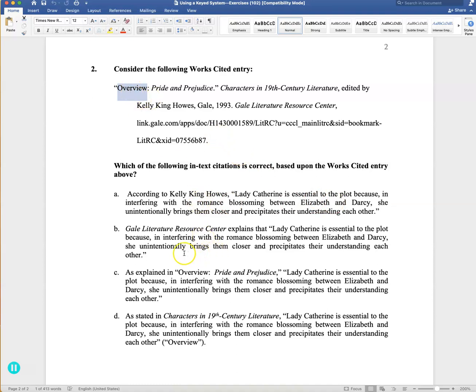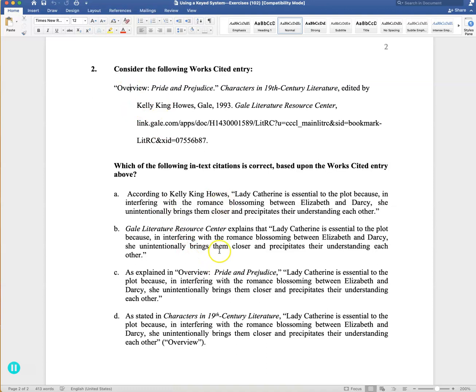All right. B, again, is wrong. It's one of these people who are using the name of the database and the word overview isn't in there. So that's wrong. C would be fine. It's correct because we have overview. So somebody reading this citation would be able to go to the works cited list with that keyword and find the source.